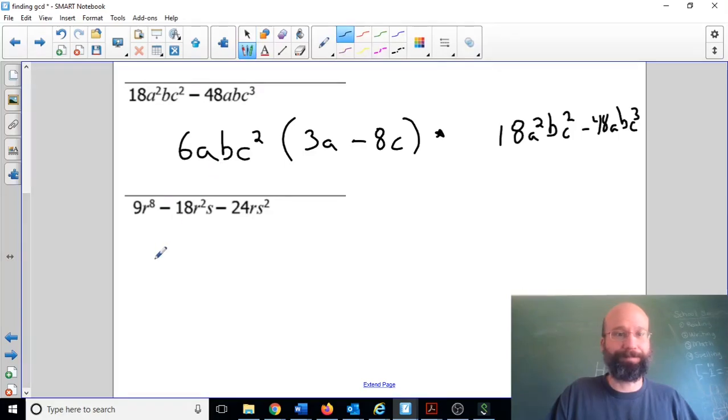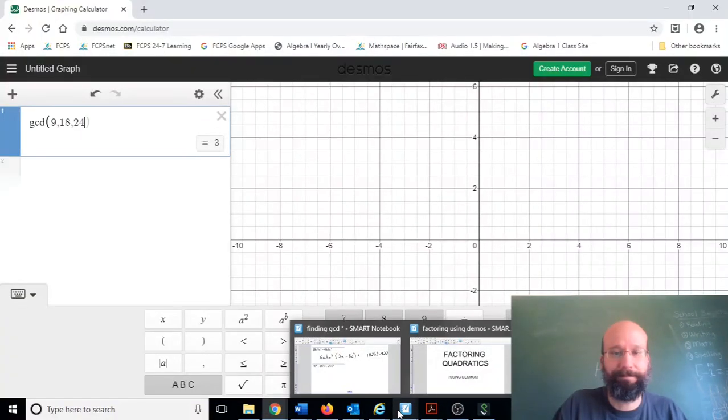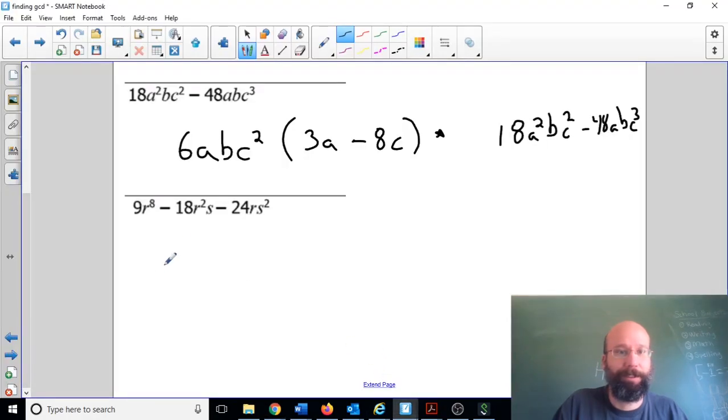Just examples. So now we have 9, 18, and 24. So put in our 3 numbers in Desmos. Our GCF is 3. So we know our number is 3. Now, do they all have R? R, R, and R? They do. We take the smallest one, which is just one R. And then there's an S too, but do all 3 terms have an S? They don't. This one doesn't, so we can't take out any S. Remember, all the terms have to have the same variable. If they don't, then you can't take it out. So for this one, all we can do is take out the R.